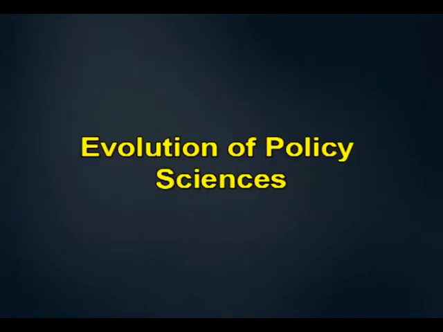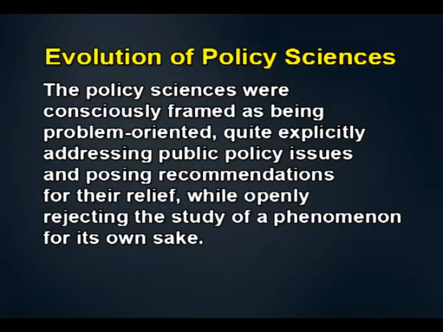Coming to the evolution of policy sciences, the policy sciences approach and its advocates deliberately distinguished themselves from early scholars in, among others, political science, public administration, communications, psychology, jurisprudence, and sociology by posing three defining characteristics that in combination transcended the individual contributions from those more traditional areas of study. The policy sciences were consciously framed as being problem-oriented, quite explicitly addressing public policy issues and posing recommendations for their relief, while openly rejecting the study of a phenomenon for its own sake. The societal or political question, so what, has always been pivotal in the policy sciences approach.